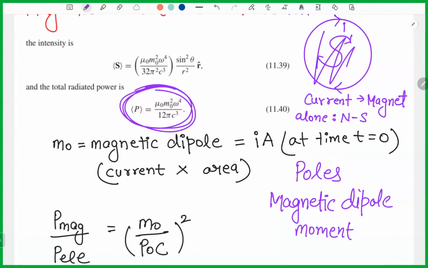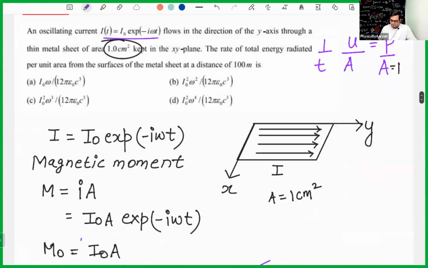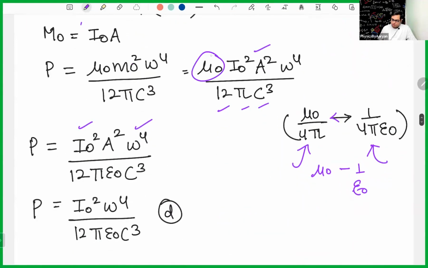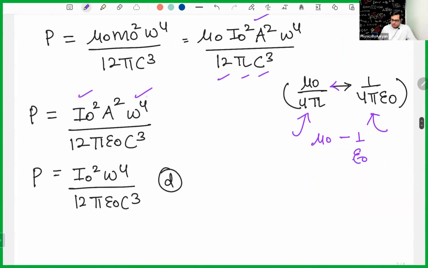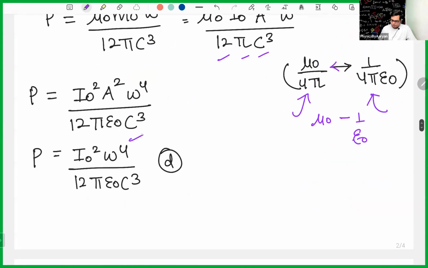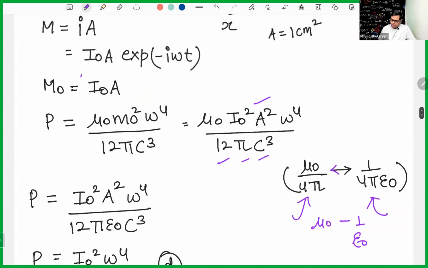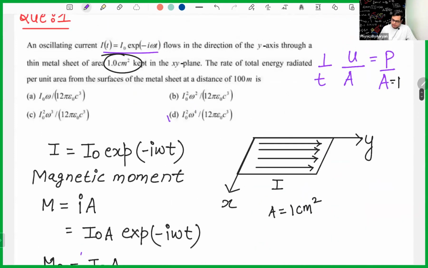Okay. So I replace my 1 by nu naught with 1 by epsilon naught. And area, since I'm ignoring because it is 1. I'm left with I naught square omega 4 by 12 pi epsilon naught c cube. And if you look at it, this will be option number D.